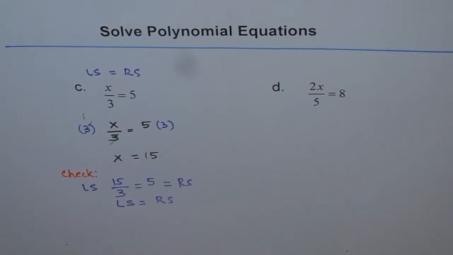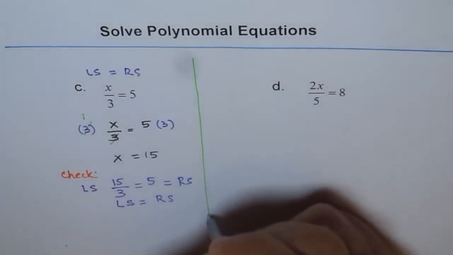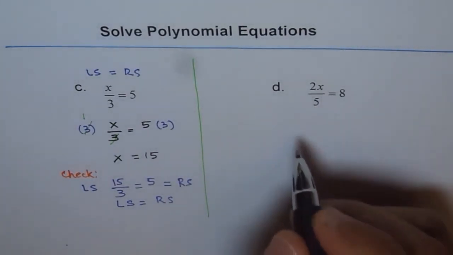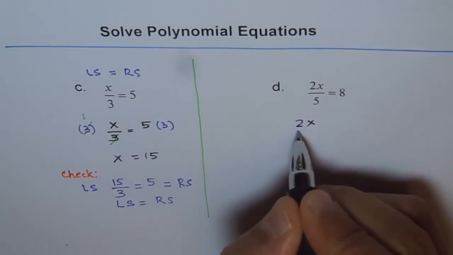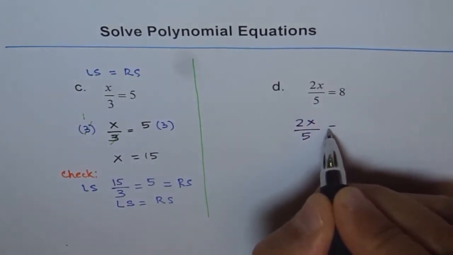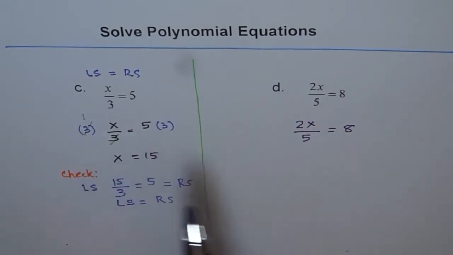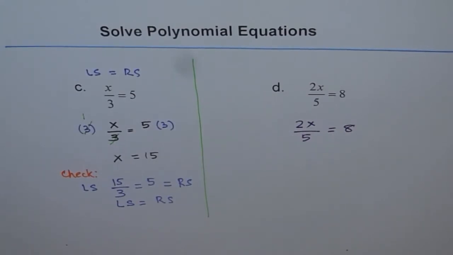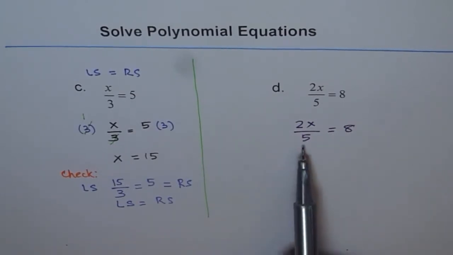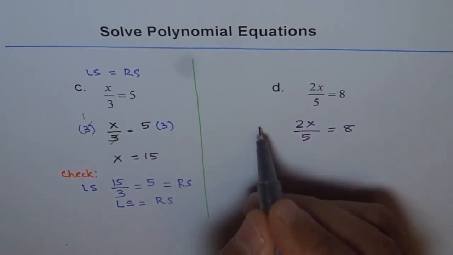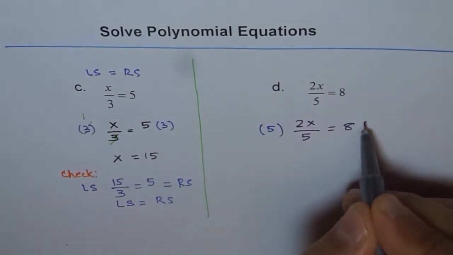Now let's do the next one. Here it's slightly more complicated, but very similar. So let's look at it again. Let's copy the equation first. It is 2x over 5 equals 8. Now we can do the same step as we did here: multiply both sides by 5. We'll do it in 2 steps this time. First we'll get rid of the fraction, the denominator 5. How? We'll multiply both sides by 5.